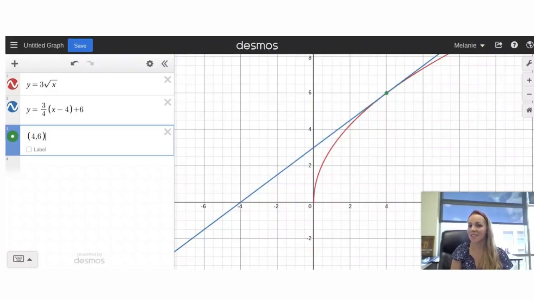Want to check your answer? Using Desmos is a great tool. What I have here are 3 things typed in. I have the original equation, graphed in red. I have the slope function, graphed in blue, and I have that point of tangency. Looking at this graph, I can see that the blue line just grazes the red curve, so I know I did this right. I hope this helped you with derivatives and lines of tangency.